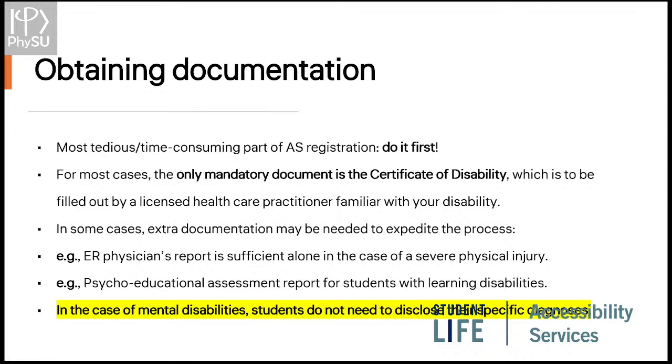Another example that is notable on the Accessibility Services website is that if you have a learning disability, then in addition to the certificate of disability, it is recommended, and in some cases actually mandatory, that you submit a psychoeducational assessment report, which specifies the extent of your learning disability. And this can give you access to even more extreme accommodations, such as up to twice as much writing time. But that's for students with a learning disability.